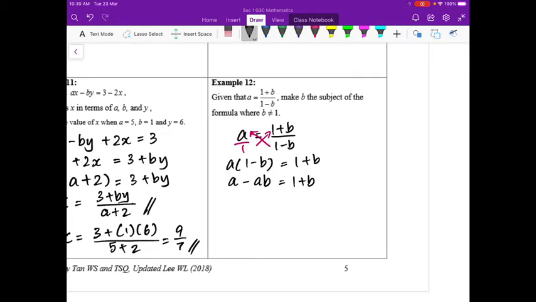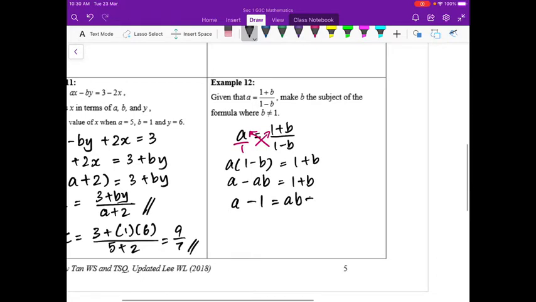Put all the b's together on one side. I would choose to add ab on both sides because I would rather work with positive numbers. Whereas if you choose to subtract b on both sides, then you end up with a minus ab minus b. Okay, so I choose to add ab to both sides, and at the same time, I subtract 1 on both sides. So this gives me ab plus b.